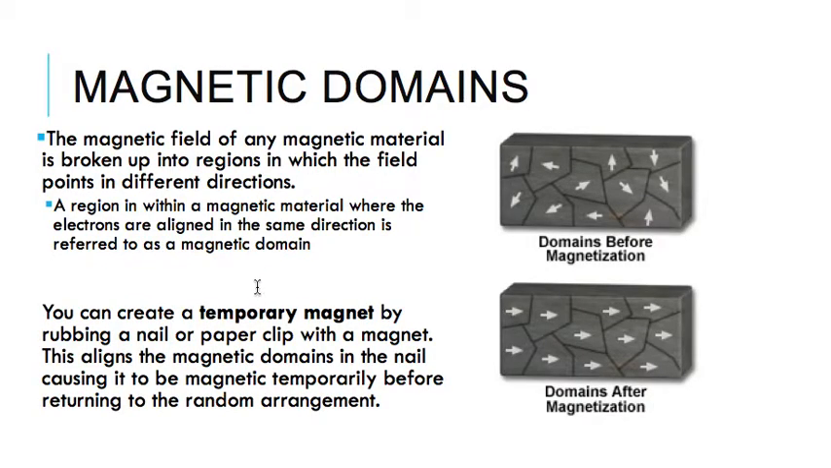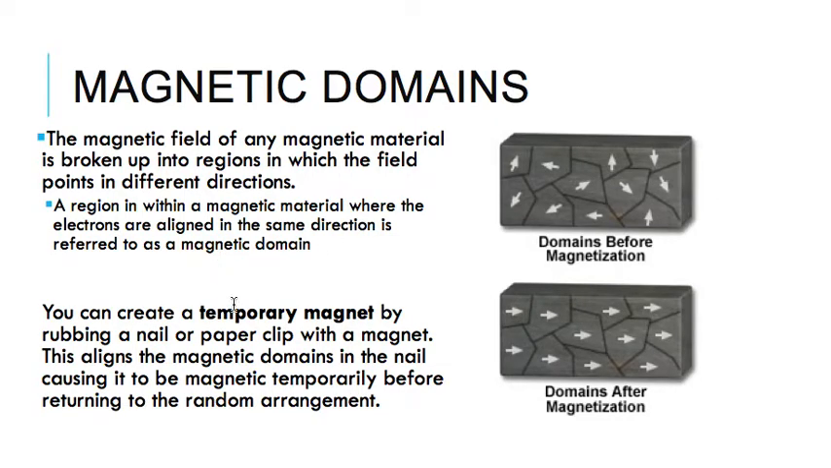Then we have magnetic domains. The magnetic field of any magnetic material is broken up into regions in which the field points in different directions. So we have this random chunk of material, and we've got these magnetic domains in it, and the arrows are showing which way their north is, right? A region within that magnetic material where the electrons are aligned in the same direction is called a magnetic domain. So each of these sections of this material are magnetic domains, and they're all pointing randomly different ways, or what they're thinking north is, right?